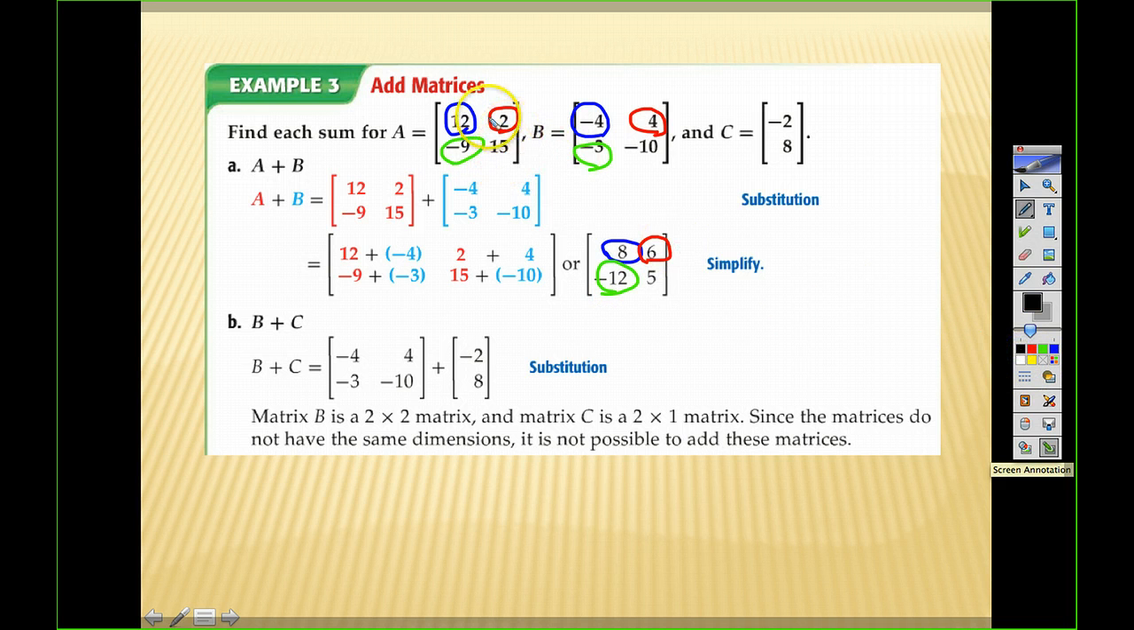You have second row, second column, second row, second column. 15 plus negative 10 is 5. And you put it in the same position, second row, second column.